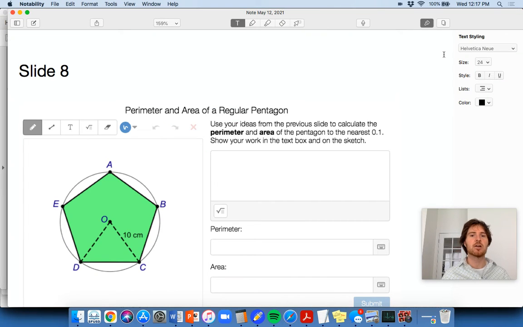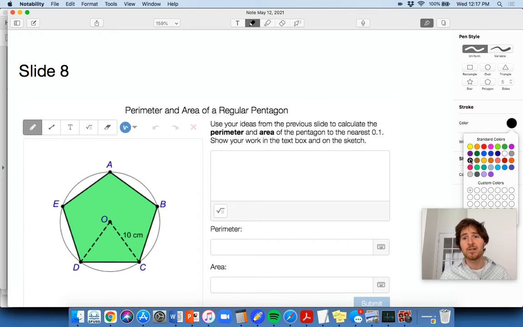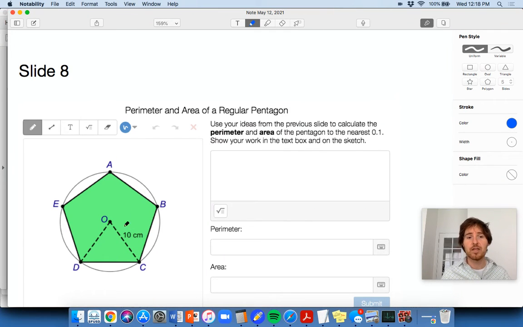Make sure you got this here. Use perimeter area of this polygon to the nearest 0.1, and show your work on the text box in the sketch. So hopefully you got this with your groups, but maybe you're just watching this to check your answer. On all these problems, you're only given one component of the regular polygon. You're given the radius, the radius of the regular pentagon here.